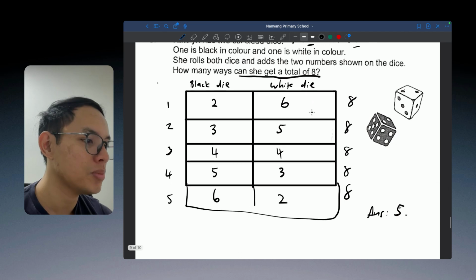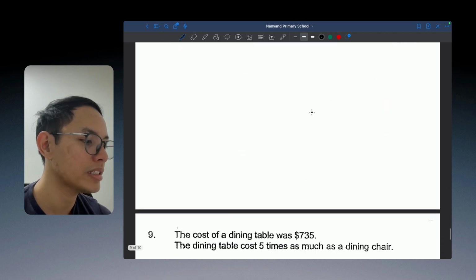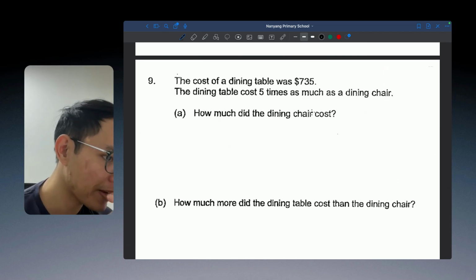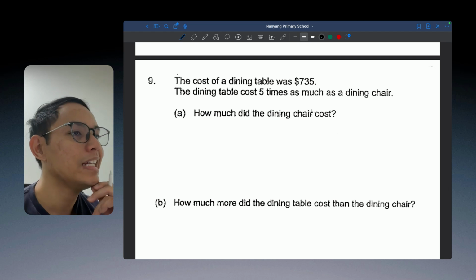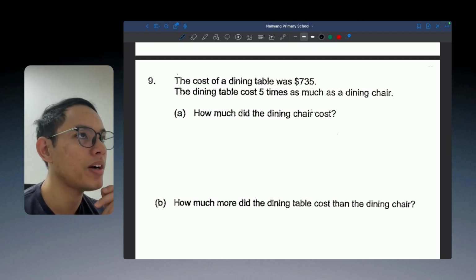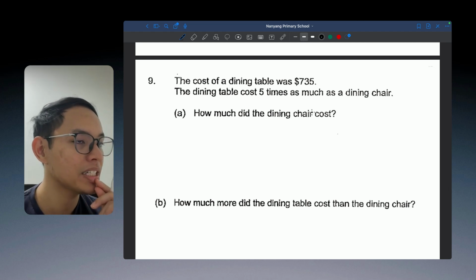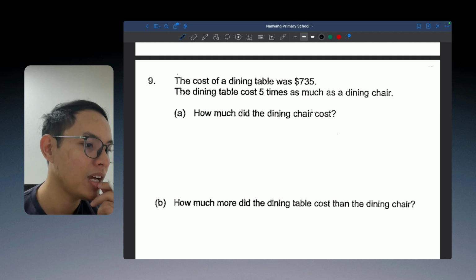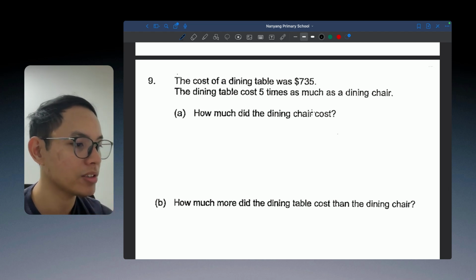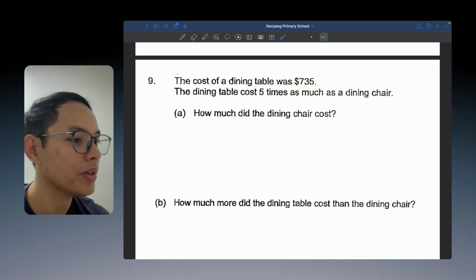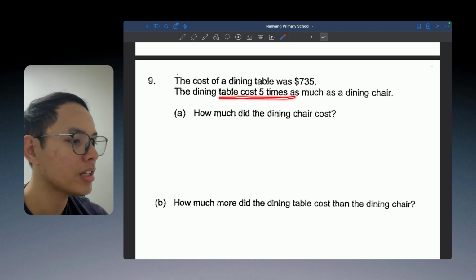Okay, so let's move on to the next question, the last question itself. The cost of a dining table is $735. The dining table costs 5 times as much as a dining chair. How much did the dining chair cost? Okay, so we understand this sentence, right? A dining table $735. What does this mean? Table costs 5 times as much as a dining chair.